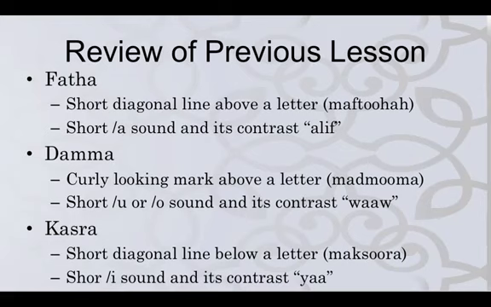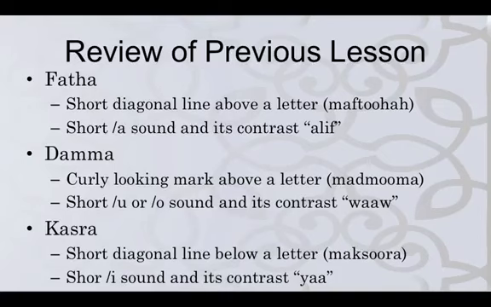Okay, review of the previous lesson. What did we learn in the previous lesson? We learned three diacritical marks. We learned the fatha, the dhamma, and the kasra. The fatha was a diagonal line above a letter, and when you added a fatha to a letter, the letter was called maftuha. So if it's a hamza, it's hamza maftuha. If it's a ba, it's ba maftuha, etc. And it's a short a sound.